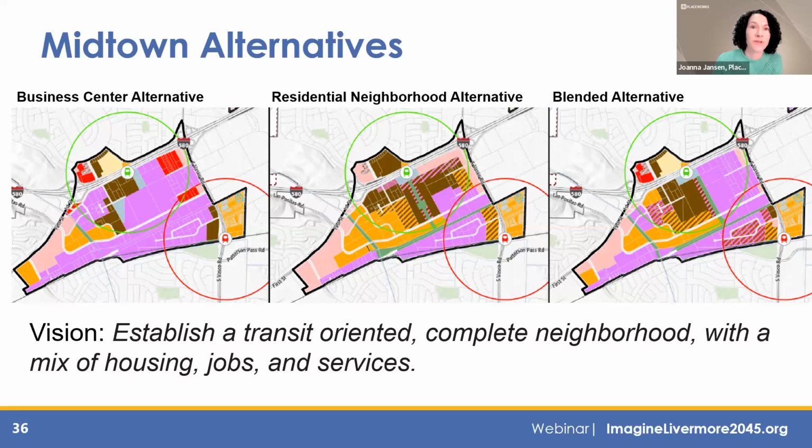And the existing industrial development is really preserved the most in the business center alternative, the least in the residential neighborhood alternative, and a middle amount in a slightly different configuration under the blended alternative. These alternatives also include things like new greenways and green spaces in different configurations in each.